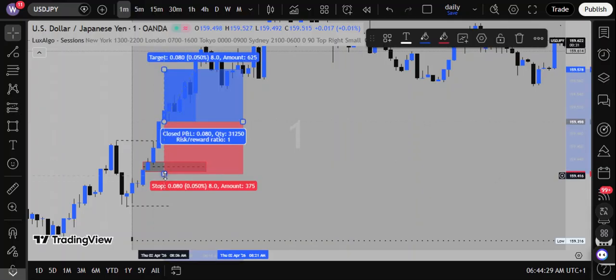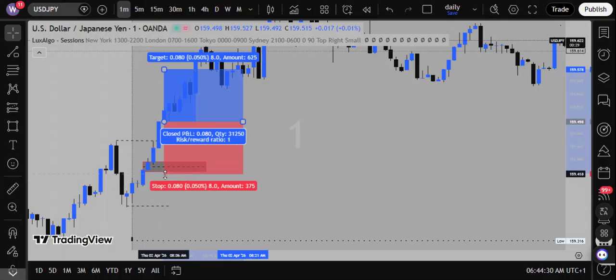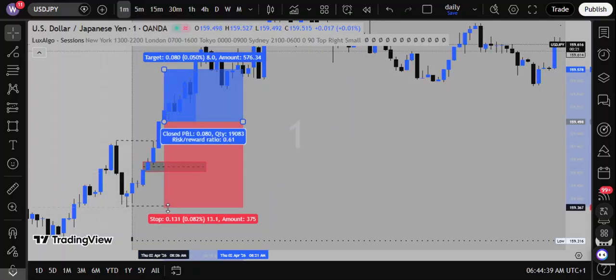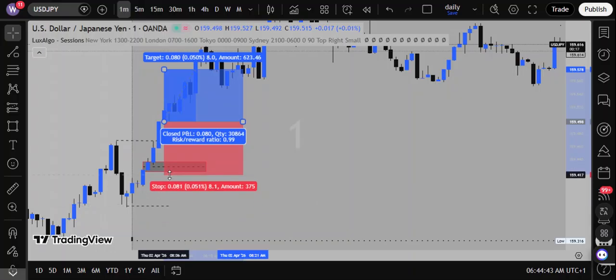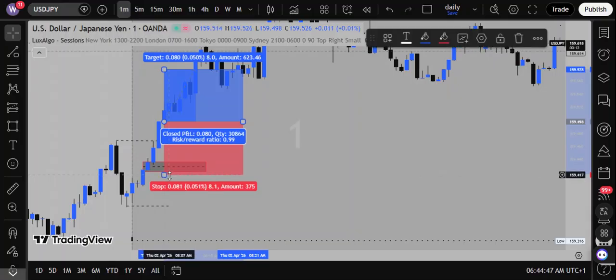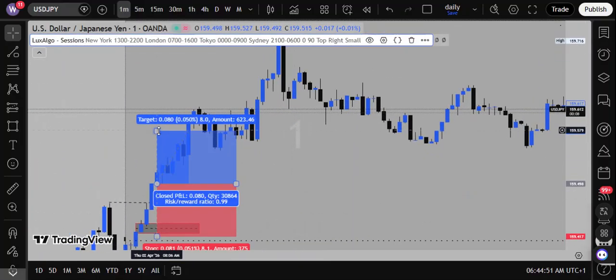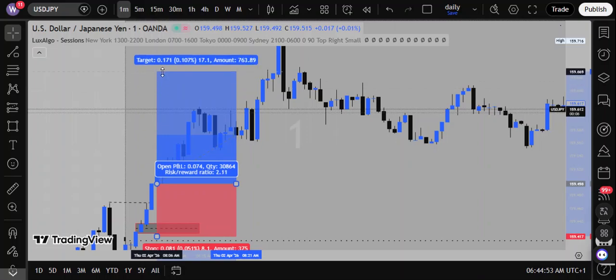Where will our stop loss be? It can be just below the fair value gap right here, or if you want to minimize the risk, you can put it at the previous low. But let's just leave it this way. I will still explain how it works on the 5 minute time frame. Now, this is targeting 1 to 2 risk to reward ratio. This is 1 to 2 already.